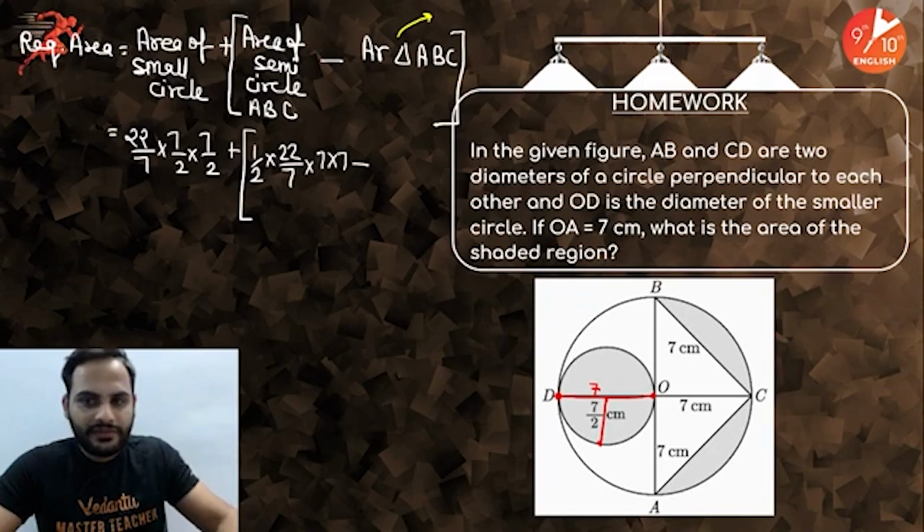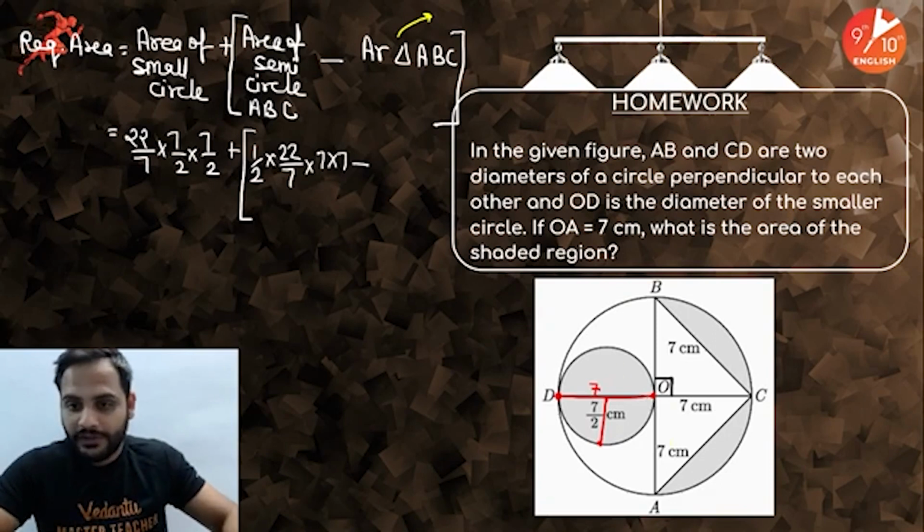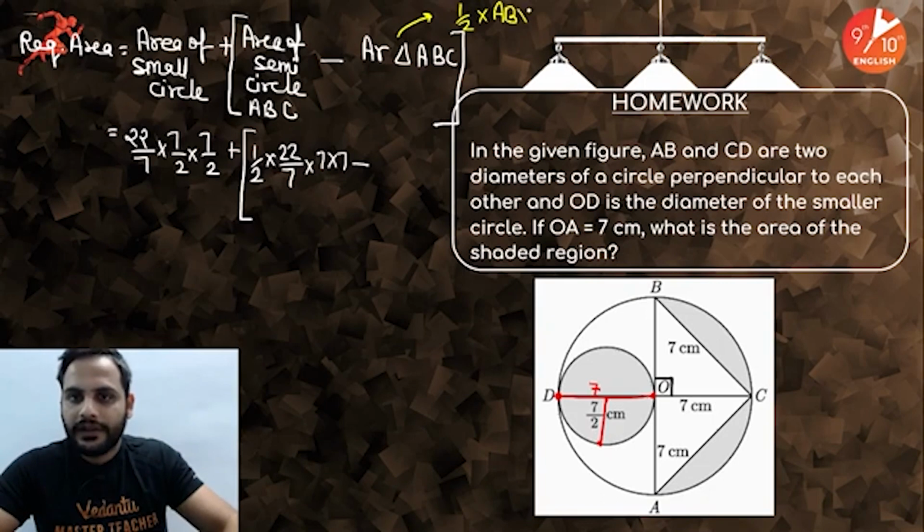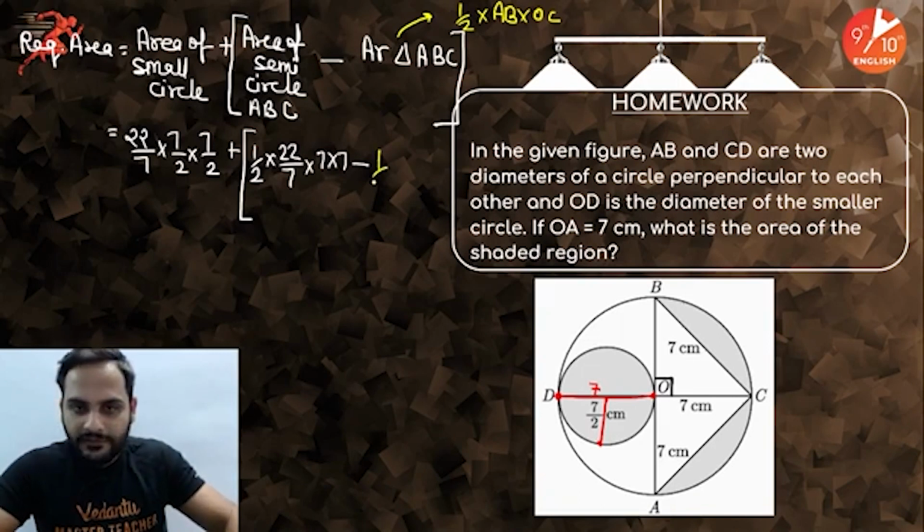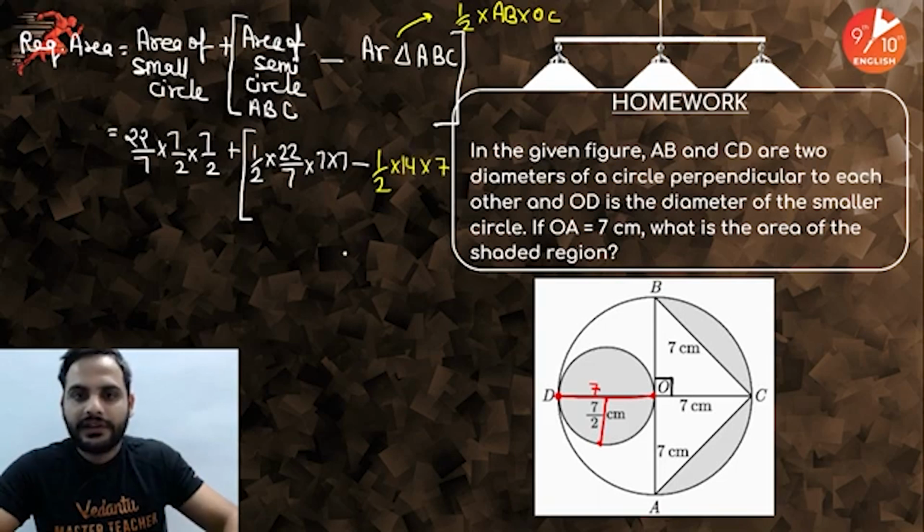The diameters of the circle are perpendicular to each other, so it is given this angle is 90 degrees. No need to do anything, the diameters are already given perpendicular. So if I take AB as my base, then height will be OC, right? So I can say now that area of this triangle will be half into AB, which is 14, and OC is 7. Let's simplify this.